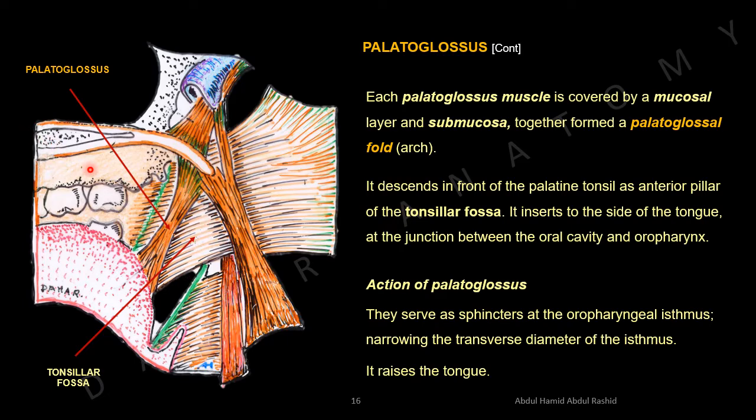Action of the palatoglossus muscle. They serve as sphincters at the oropharyngeal isthmus, narrowing the transverse diameter of the isthmus. It also raises the tongue.